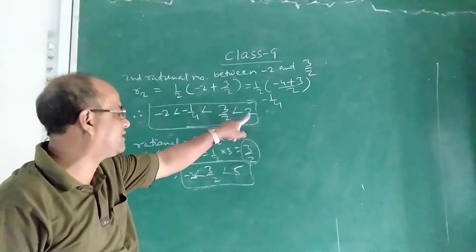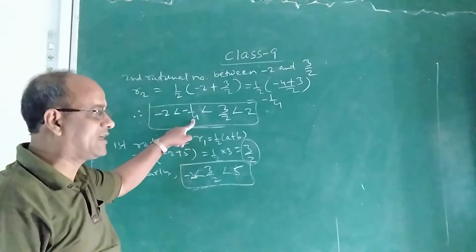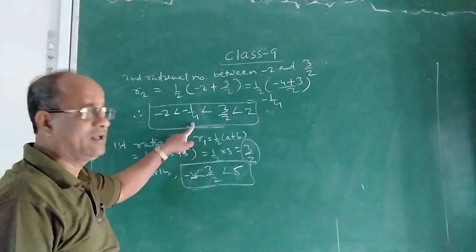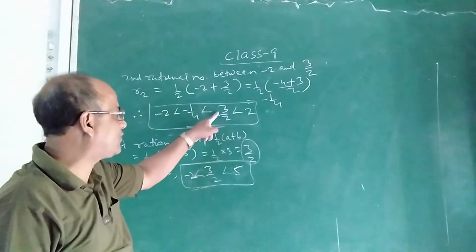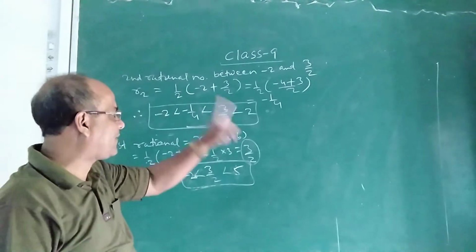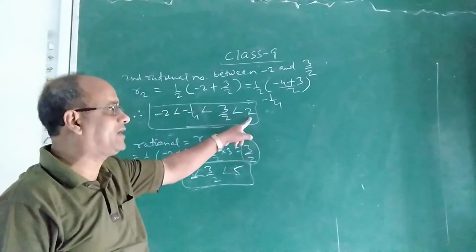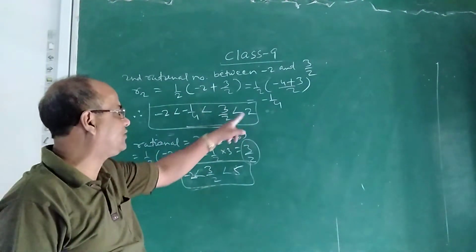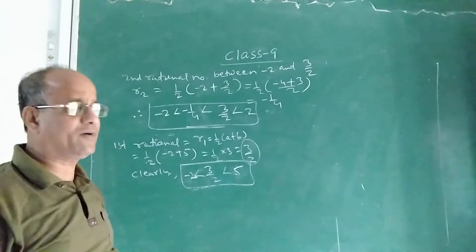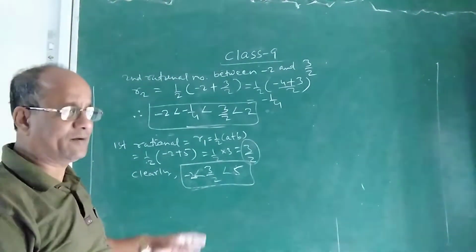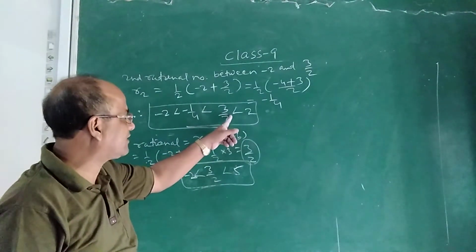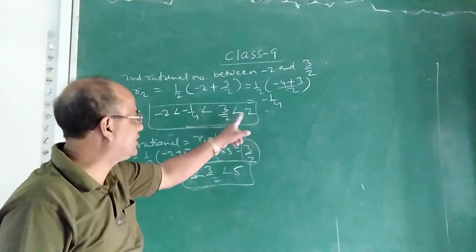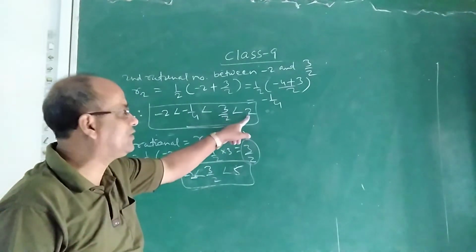Why? Because minus 2 is less than minus 1 by 4, so you can find the third rational number between these two, or between minus 1 by 4 and 3 by 2, because minus 1 by 4 is less than 3 by 2. Or you can find it between 3 by 2 and 2, because 3 by 2 is less than 2. So whichever you think convenient, you can find the third rational number between any two. Suppose let us find the third rational number between 3 by 2 and 2.